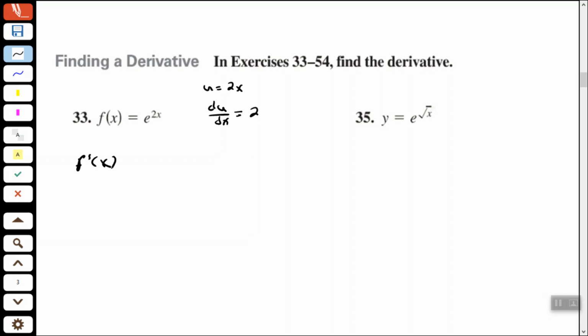So our derivative is e to the u, so it's e to the 2x times du over dx, which is 2. So f prime of x equals 2e to the 2x.